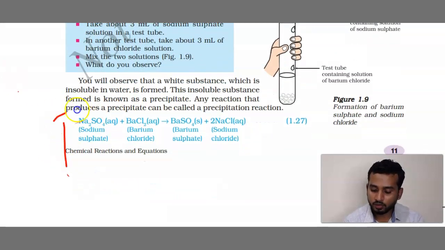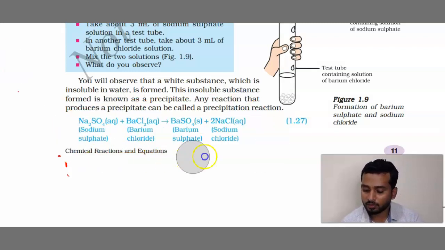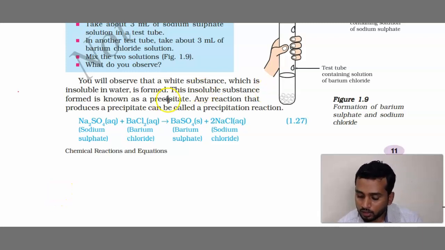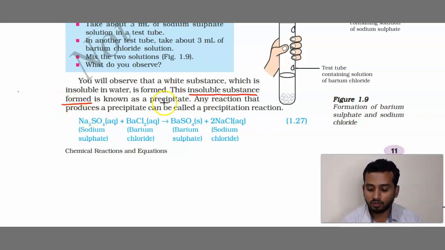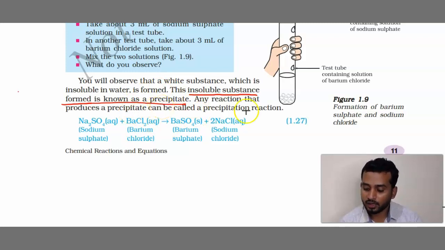They will give you this reaction and ask you to balance it. If not, they will ask you to identify which type of chemical reaction this is. That is double displacement reaction. Here one thing is very important: during this reaction, one insoluble substance is formed. That is known as precipitate, and this reaction is known as precipitation reaction. So double displacement reaction is also known as precipitation reaction.